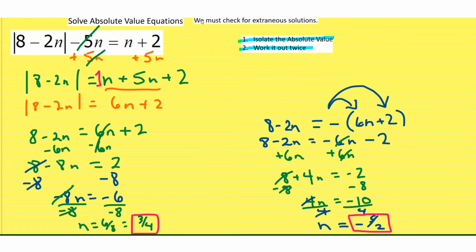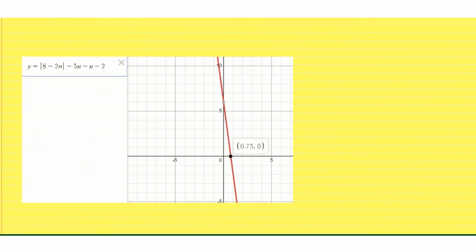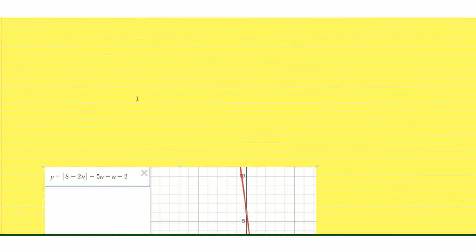But we have this thing up here that tells us that we must check for extraneous solutions. What that means is that I'm going to use the 3/4 and plug it back into my original equation and see if it actually makes a true statement. So let's go ahead and scroll down here. Let me move this down. This is something we're going to look at here in just a few minutes, but not right now.